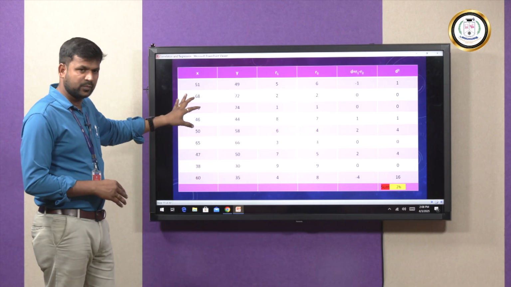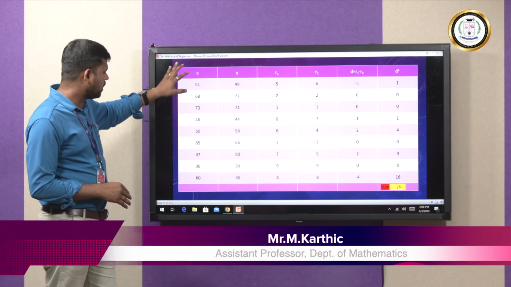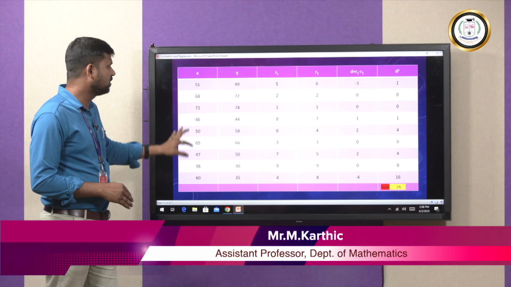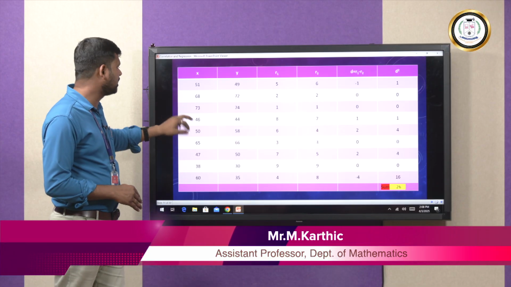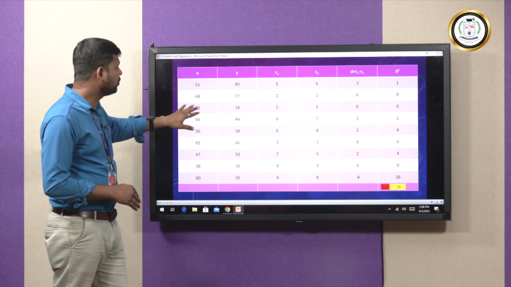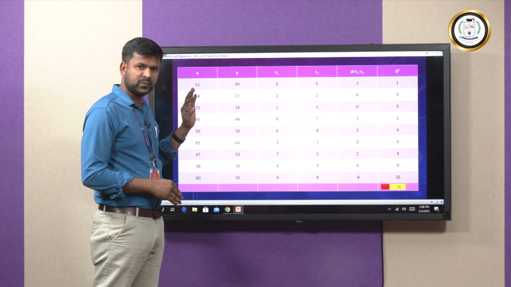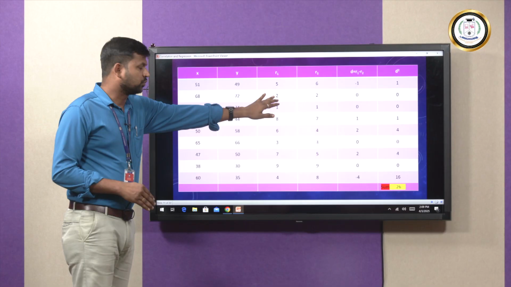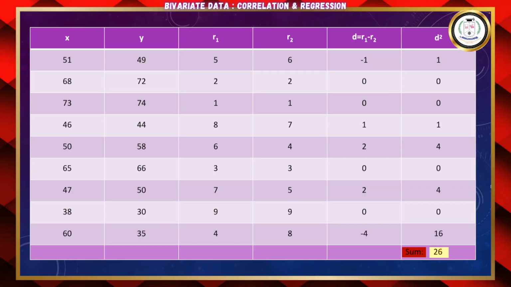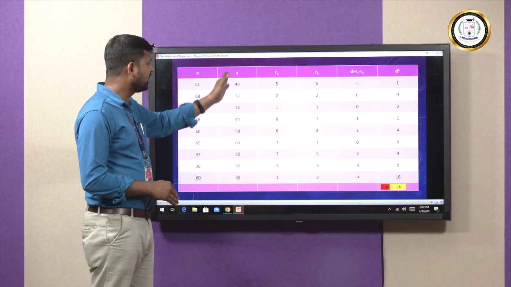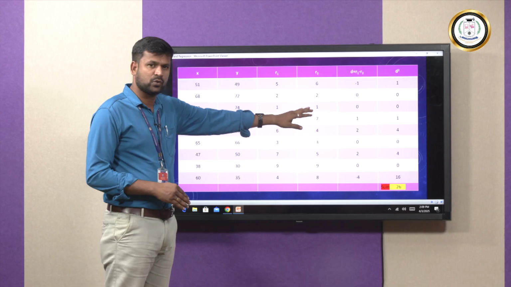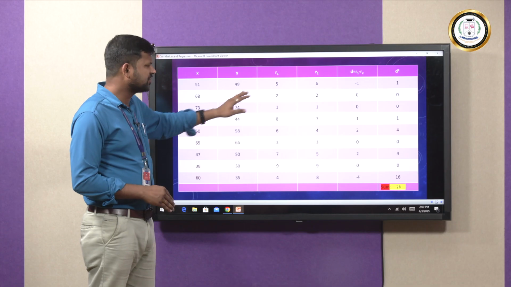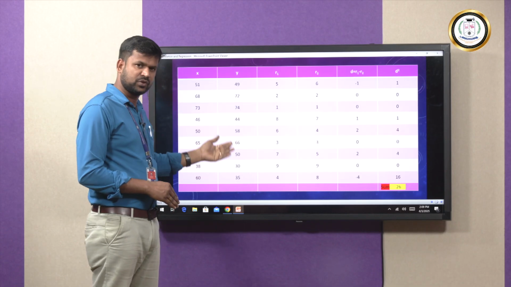Rank of x: in x we have around 8 data. From this, choose the highest value, which is 73. Give rank 1 for the highest one. Then the next highest is 68, rank 2. Then 65, rank 3, and so on up to the 8 terms, you need to give rank based on their values. Similarly in y also, 74 having rank 1 and then 72 having rank 2 and so on for the remaining terms, up to the 10 terms.